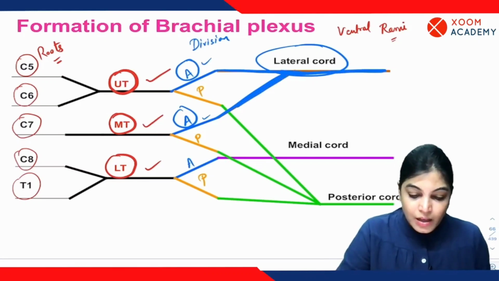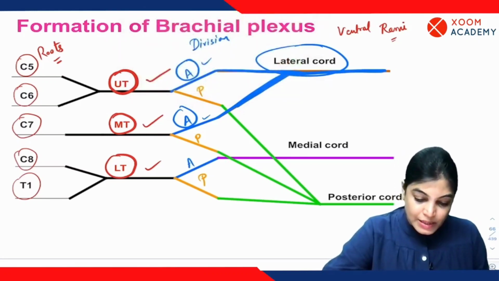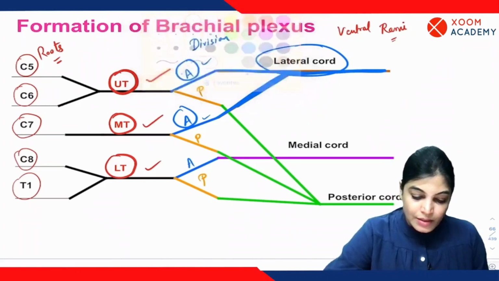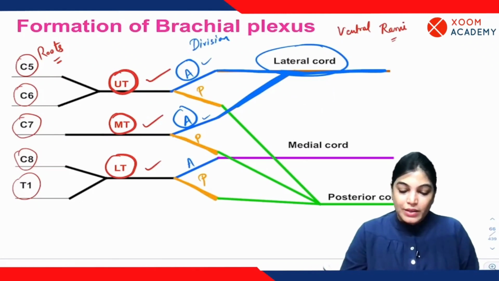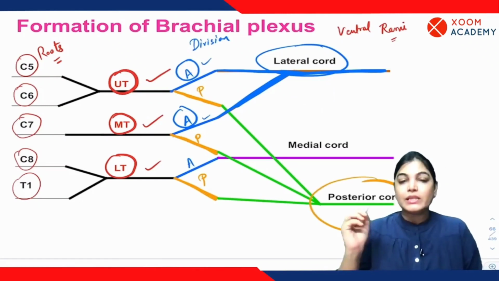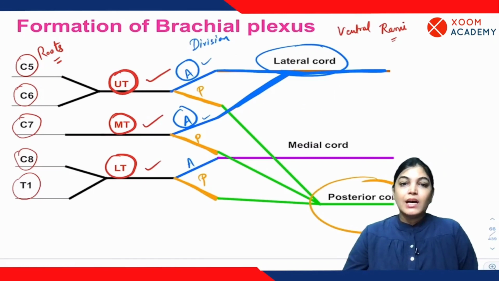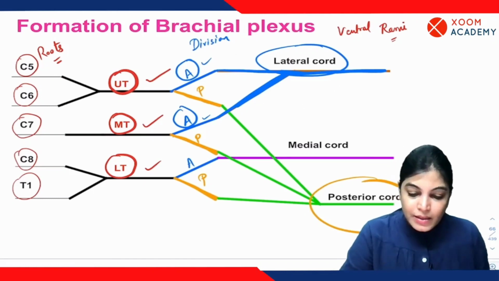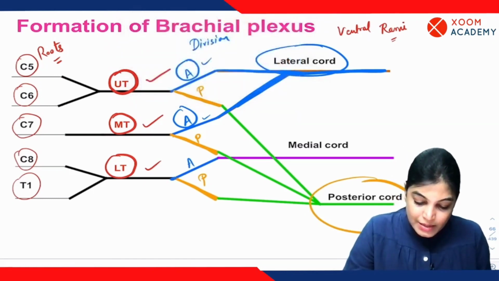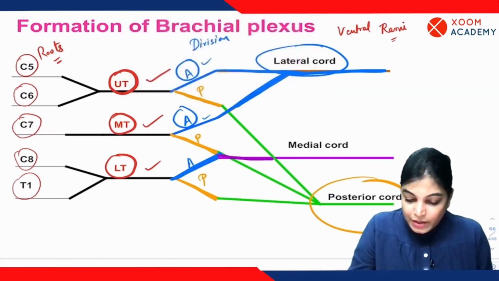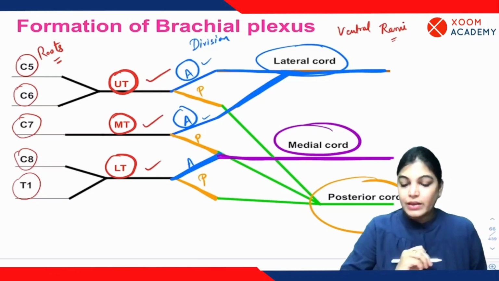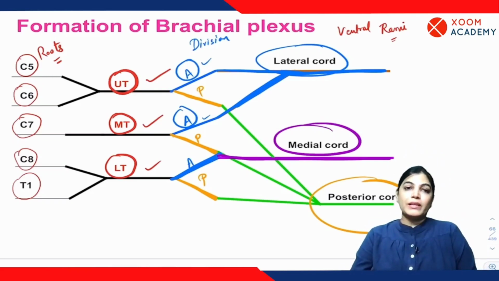Now, if you see the posterior divisions, this is the posterior division of the upper trunk, this is the posterior division of the middle, and this is the posterior division of the lower trunk. These three together will join to form the posterior cord of brachial plexus. What about the medial cord? See here, this is the anterior division of the lower trunk. The anterior division of the lower trunk will continue, becoming the medial cord of brachial plexus. So, okay.